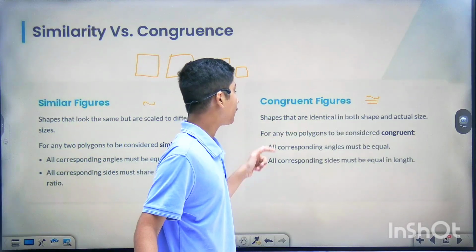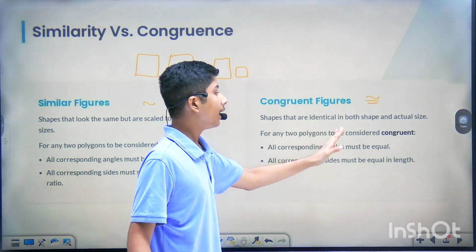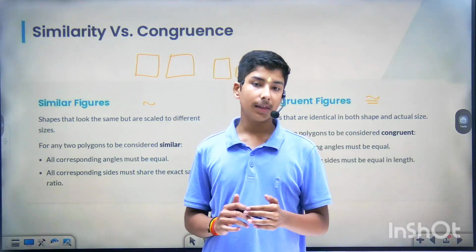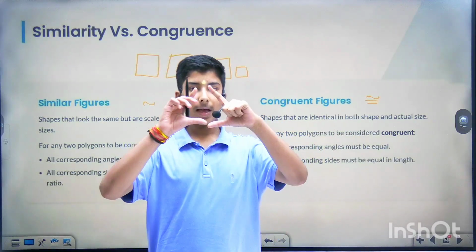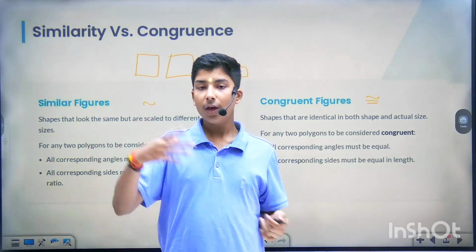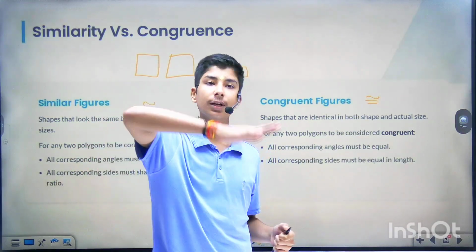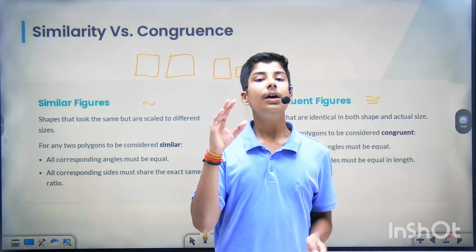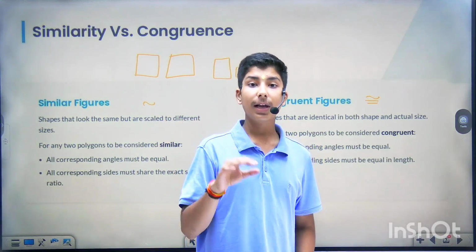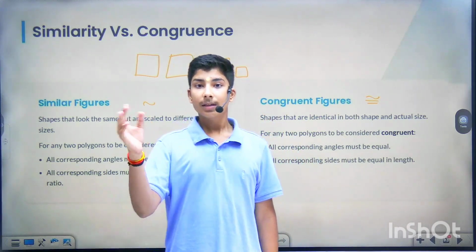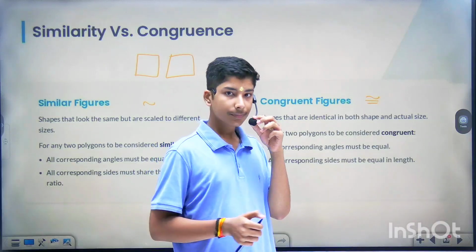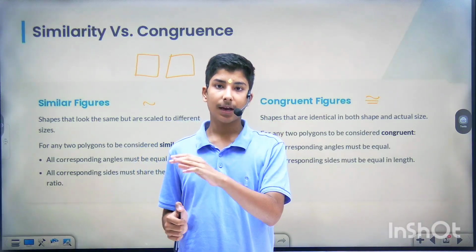Here congruent figures are shapes that are identical in both shape and actual size. It means that, for example, I have a triangle and another triangle. These two triangles are congruent. So if I take one triangle and put it on the other, you will see only one triangle. Why? Because the other triangle is getting overlapped by the second triangle and you cannot see it. It is covering the second triangle exactly.